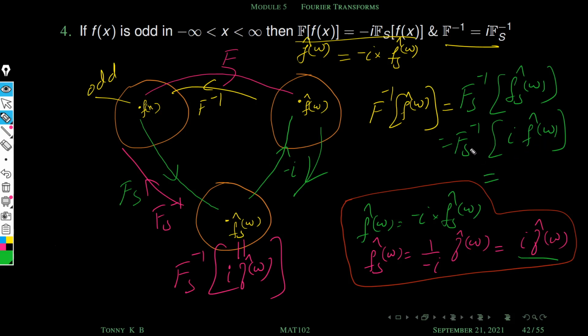And also we know that Fourier transform and inverse transform both are linear. We can represent this Fourier transform and Fourier sine transform using integrations, so they are linear. So you can take this I outside. So this becomes I into fs inverse of f cap of omega. So what is the conclusion? This f inverse equals I into fs inverse. That's the idea of this portion. F inverse is equal to I into fs inverse.